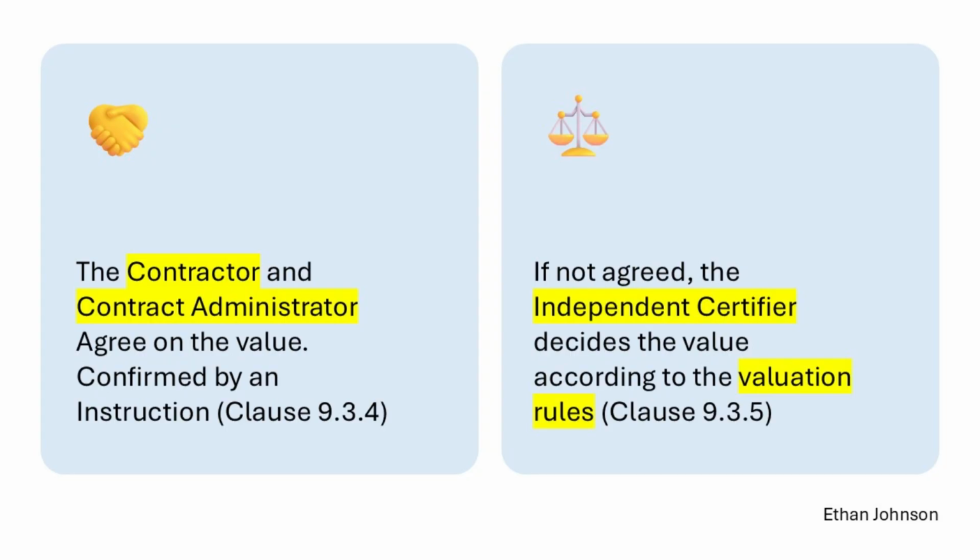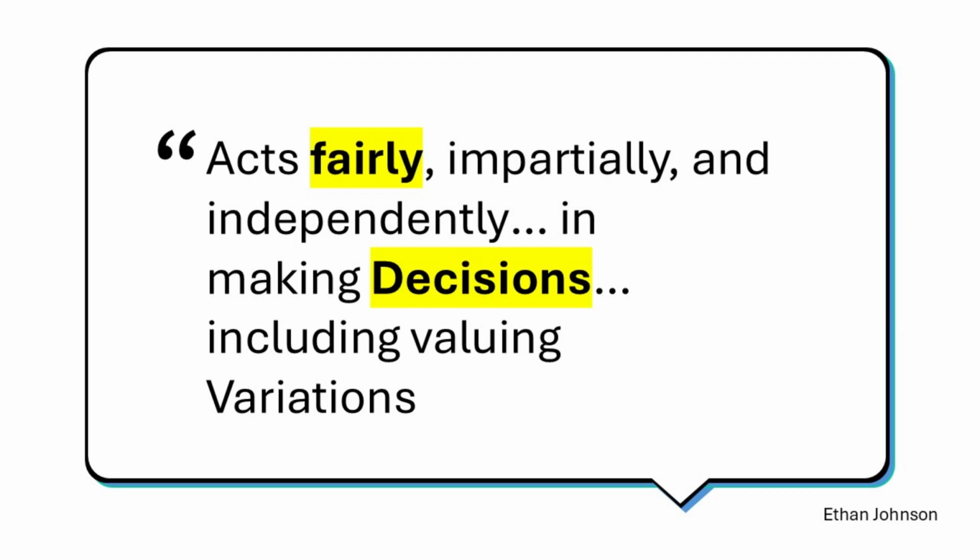The whole issue gets handed over to the independent certifier, who then impartially decides the fair value using the exact same hierarchy we just talked about. And really, this quote from clause 6.2.2 just nails the whole point of that role. The independent certifier is the safety net for this entire system. Their job is to be a fair and independent expert who can step in and make a binding decision when the parties are stuck, making sure everything keeps moving forward according to the rules of the contract.